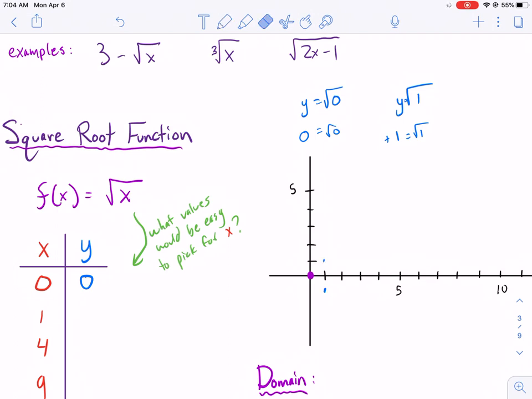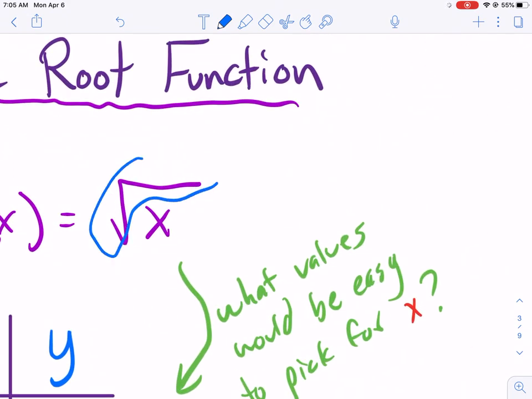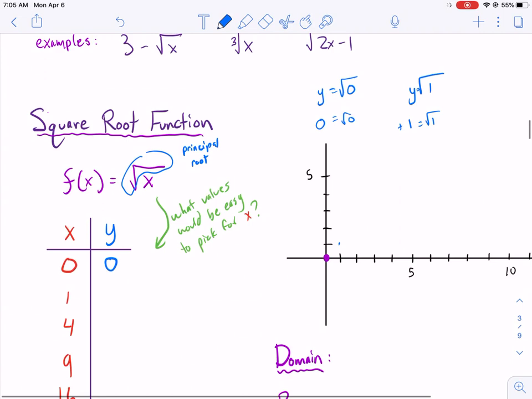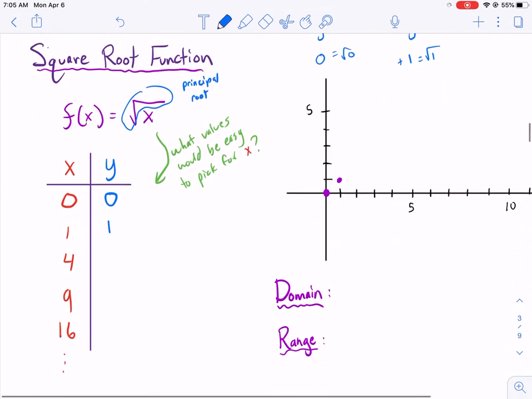Okay? And number two, in graphing radicals and radical expressions, whenever you see the radical sign, it's implied that you're taking the principal root. In this case, the positive root. Okay, so we're only going to be counting the 1 here. So the square root of 1 is 1. I hope you get the idea.